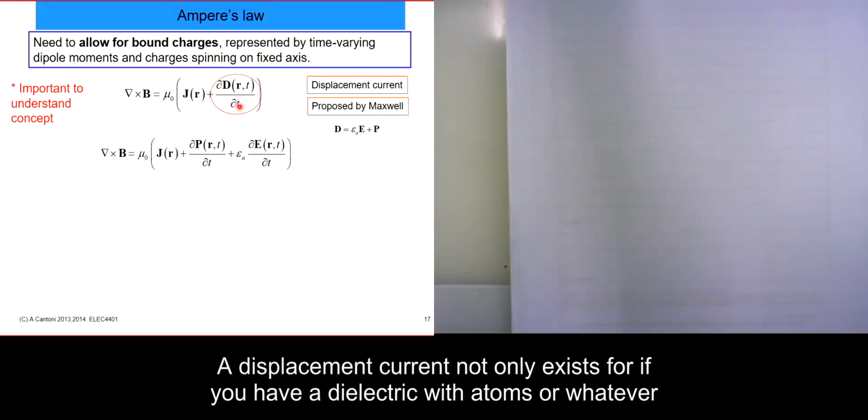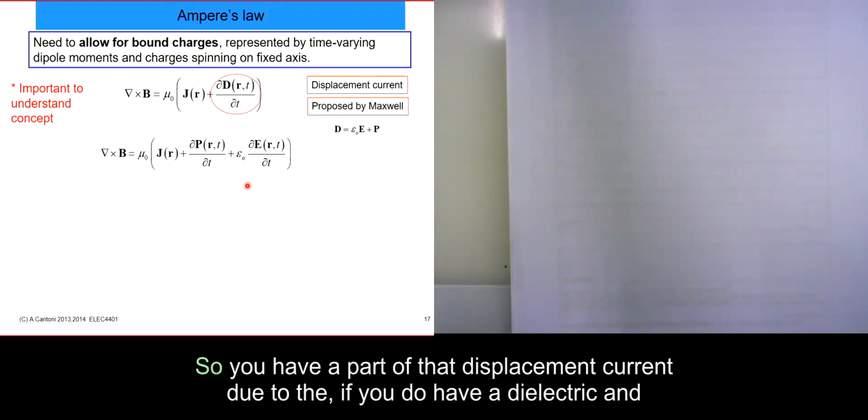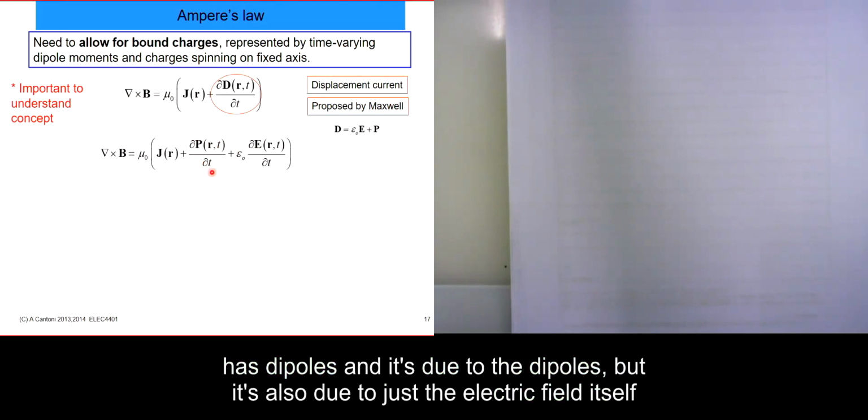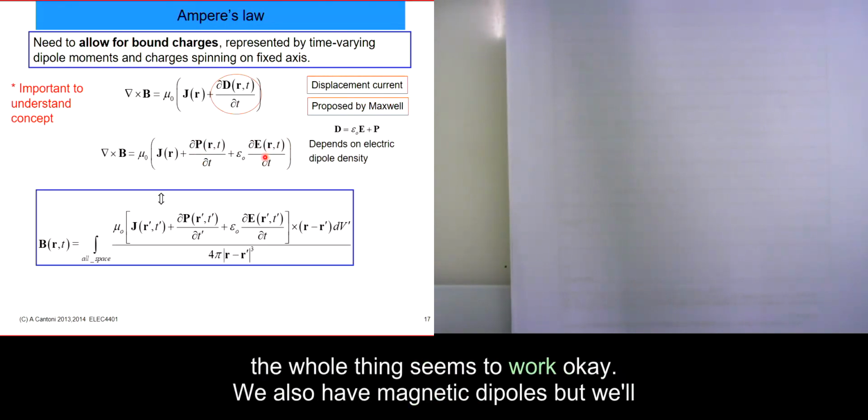A displacement current not only exists if you have a dielectric with atoms or whatever that can be polarized, but also for free space. So there is something there, even if it's nothing. You know what I mean? So you have a part of that displacement current due to the dipoles, if you do have a dielectric that has dipoles. But it's also due to just the electric field itself, which is not so intuitive. Well, not at all, but that's just how it works. Okay, so if you do that, then the whole thing seems to work.